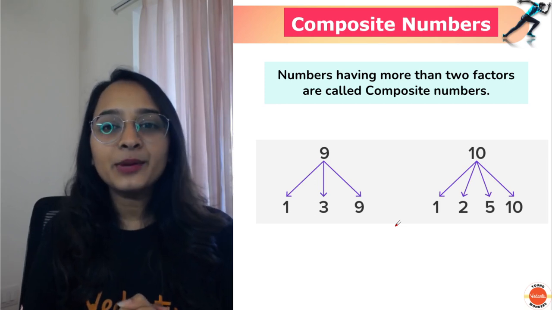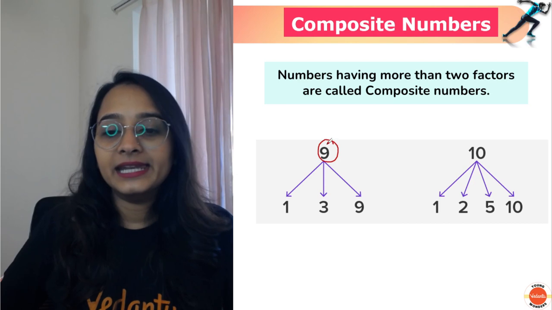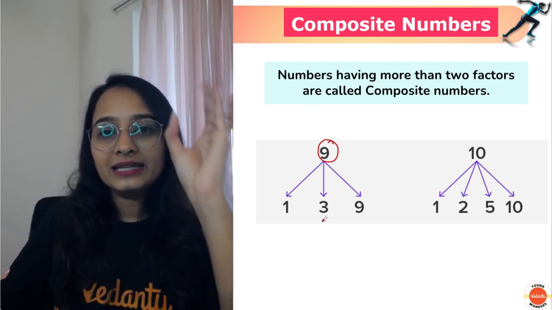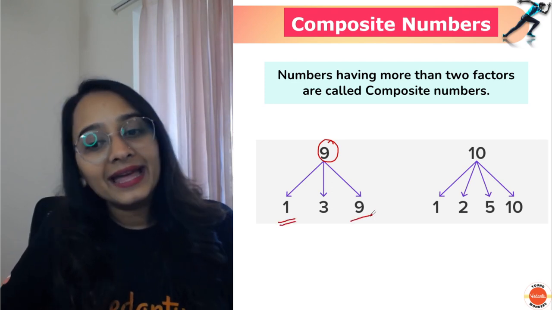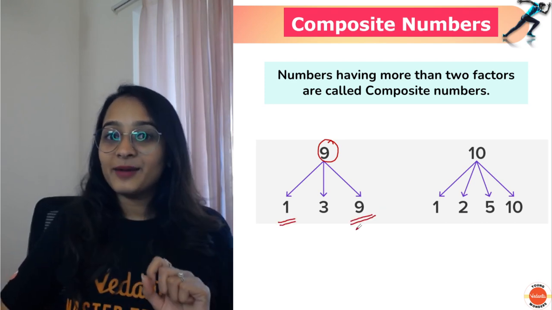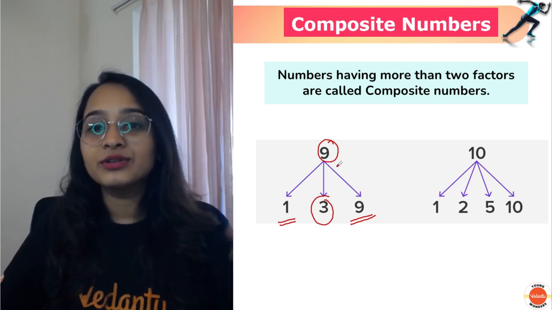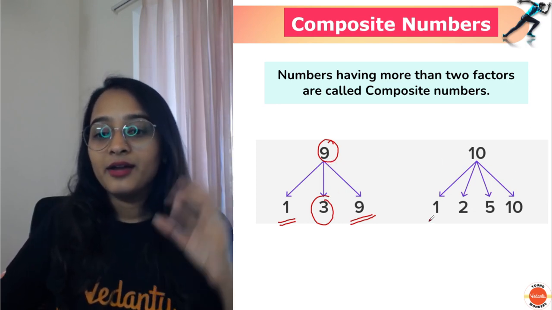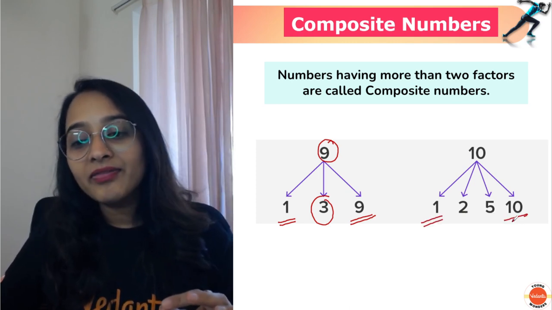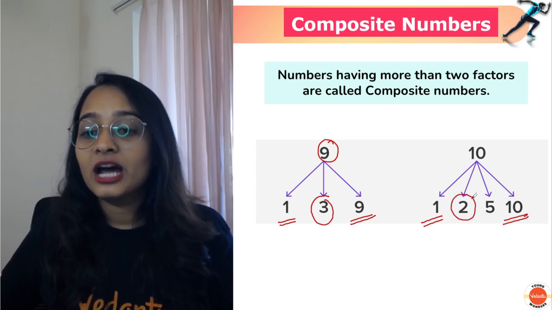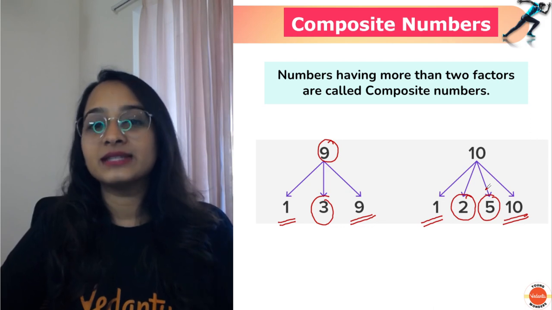Now, what are composite numbers? These numbers have more than two factors. For example, 9. What are the factors? 1, 3 and 9. So, apart from 1 and the number itself, there is one more factor here, which is 3. So that is why 9 is a composite number. What about 10? 1, 2, 5 and 10. So apart from 1 and the number itself, which is 10, there are two other factors of 10. So 10 is a composite number.